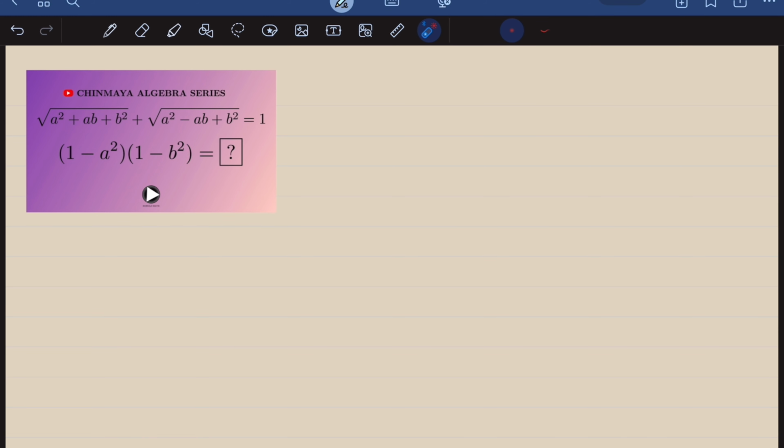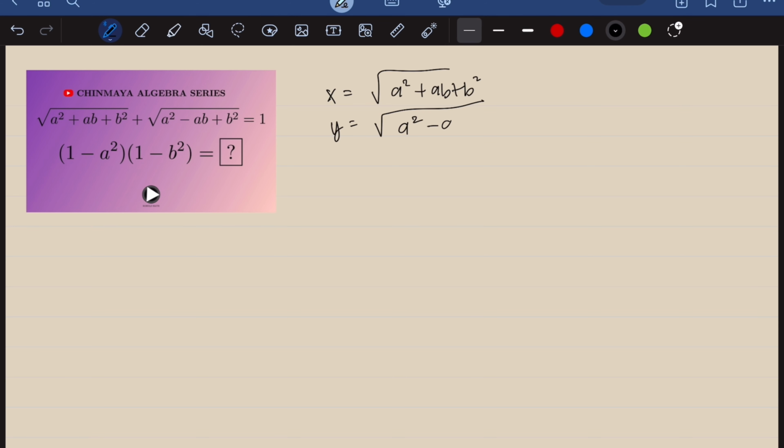So for this one, same with what we did in episode 2, we let x equal the square root of a squared plus ab plus b squared, and y equal the square root of a squared minus ab plus b squared, such that the given equation is actually equal to x plus y equals 1.